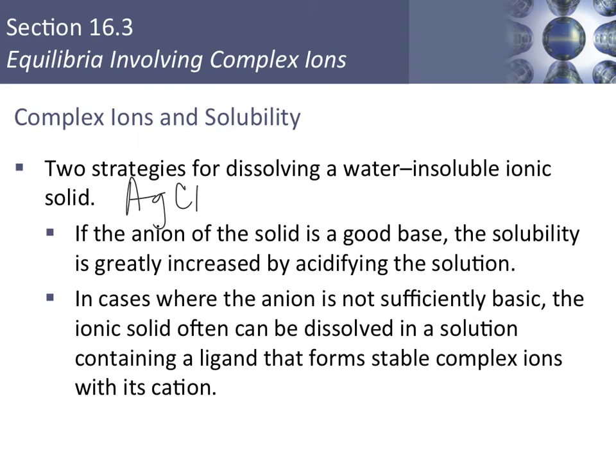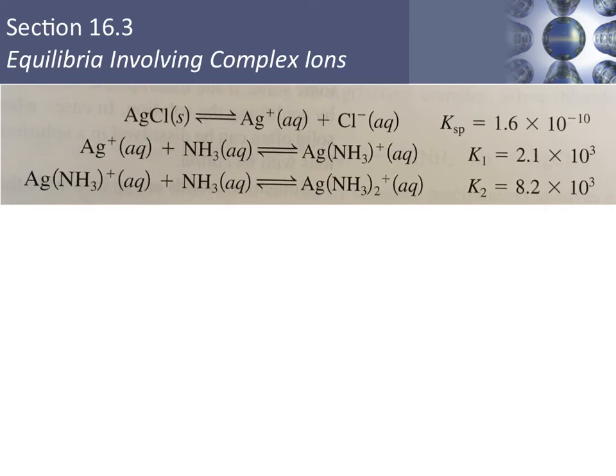We can get the solid to dissolve, the silver chloride to dissolve, if we add a ligand and form some complex ions with the cation, in this case the silver. So here's our silver chloride. The Ksp is very small. This is not very soluble.